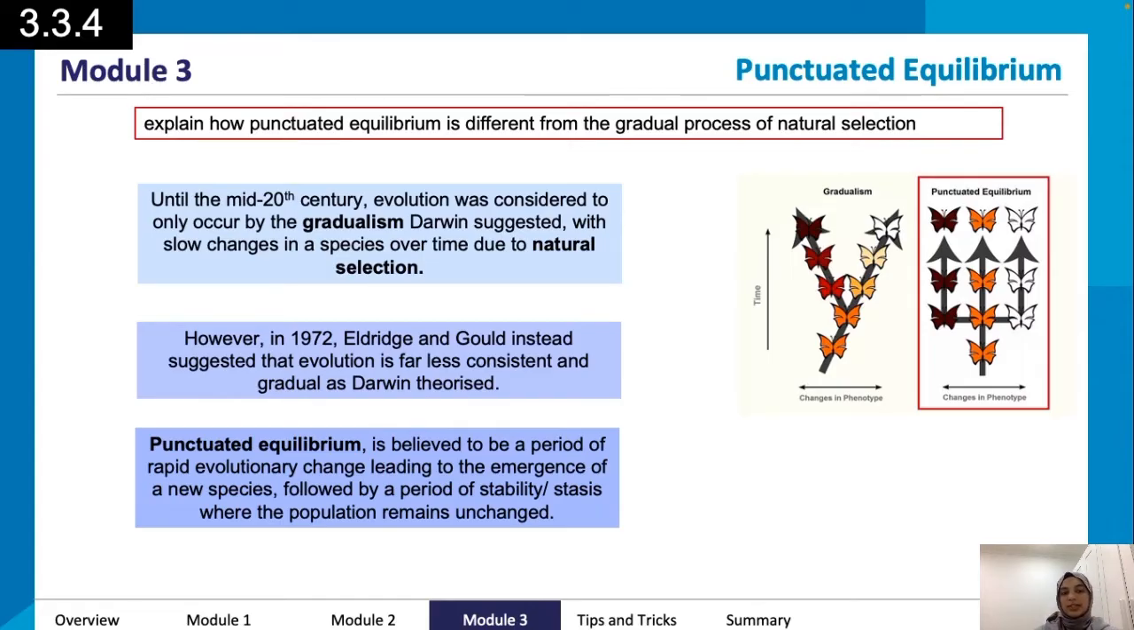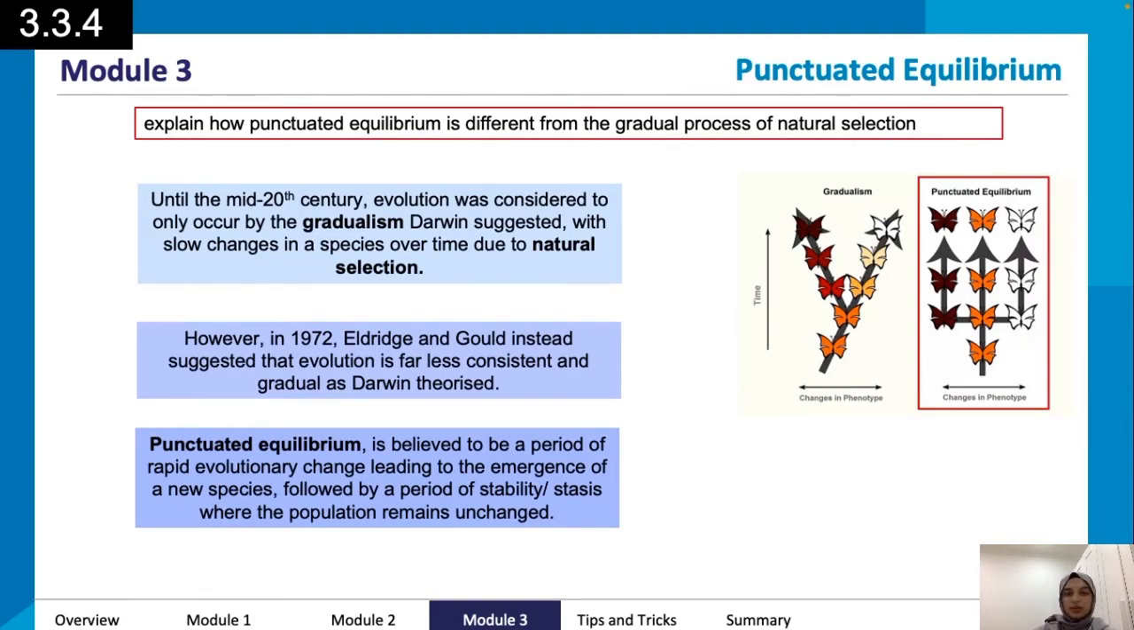Explain how punctuated equilibrium is different from the gradual process of natural selection. Until the mid-20th century, evolution was considered to only occur by the gradualism Darwin suggested, with slow changes in a species over time due to natural selection. So this idea that it was a slow change, right?